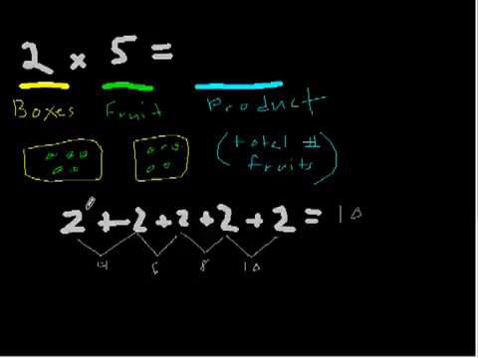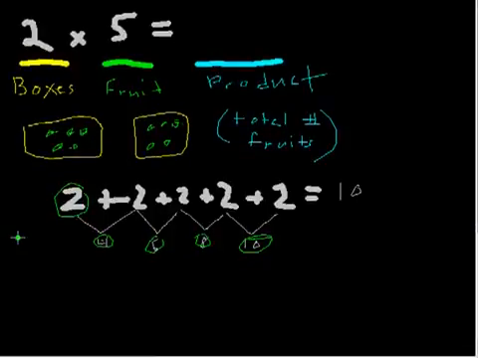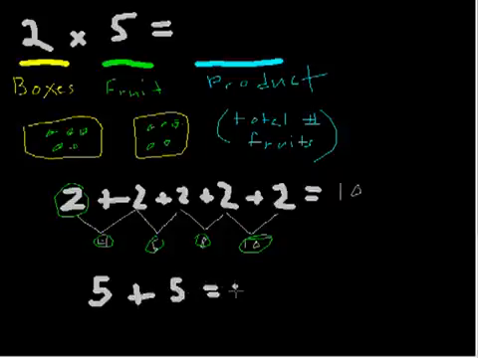And if you notice, starting from 2, all I've done is skip counted by 2 all the way to 10. 2, and skip count another 2, all the way up to 10. Or the other way I could have written it is 5 plus 5, which also equals 10. So my final answer, the product of 2 times 5, is 10.